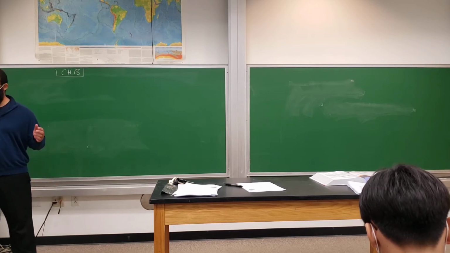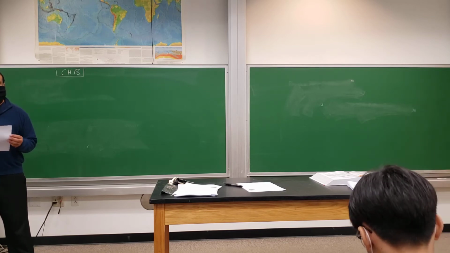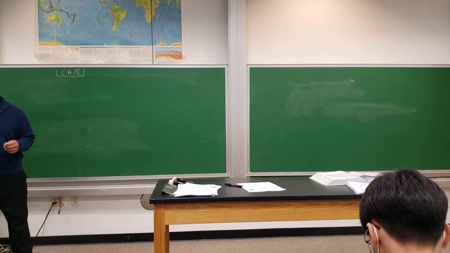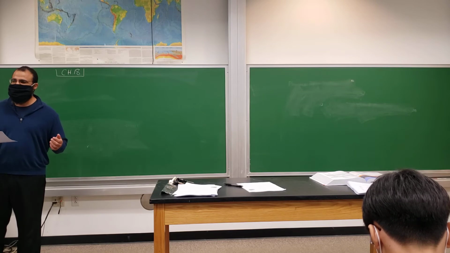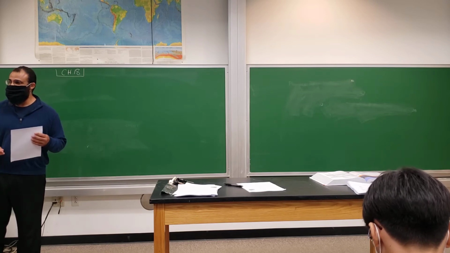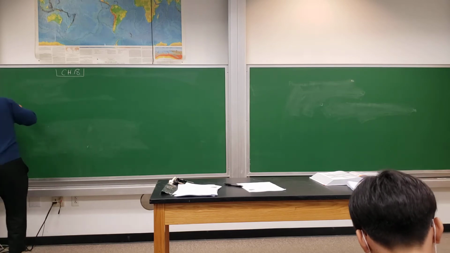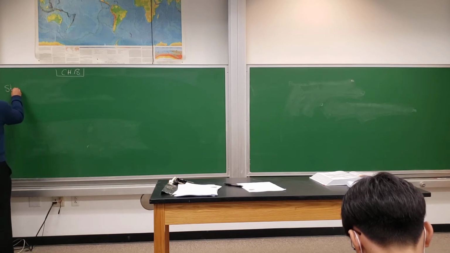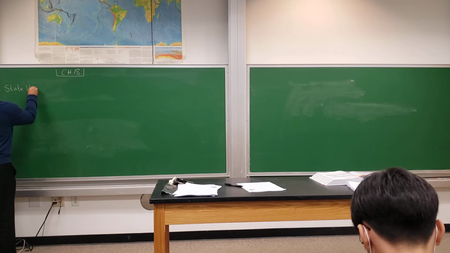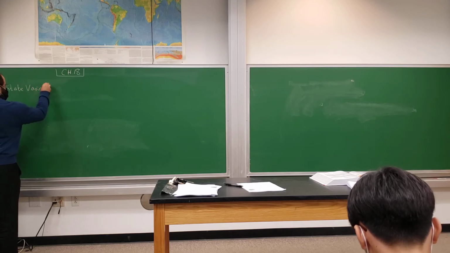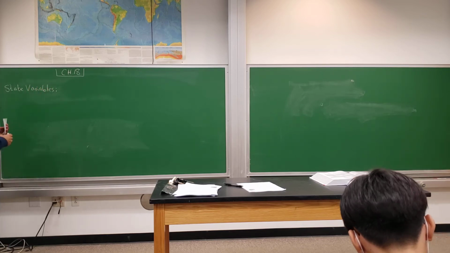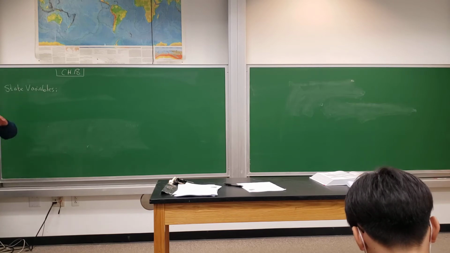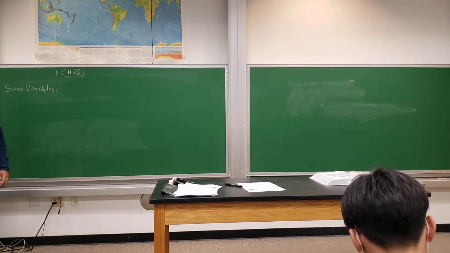It says matter, you have different states. You got a solid, a liquid, and a gas. And then it says, how do we describe matter? There are state variables. Variables that describe the macroscopic, the big picture of the matter.